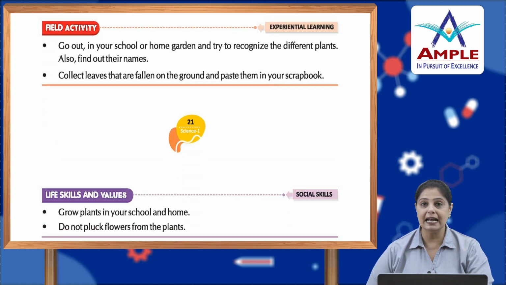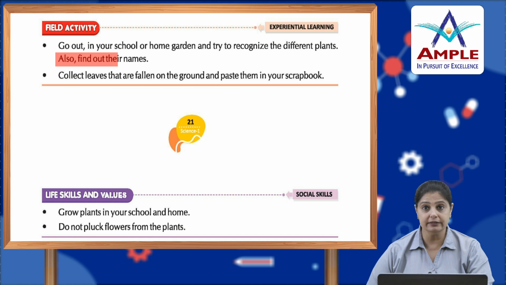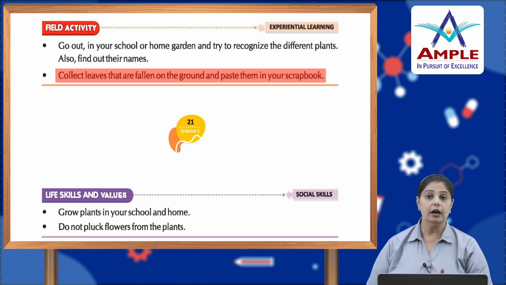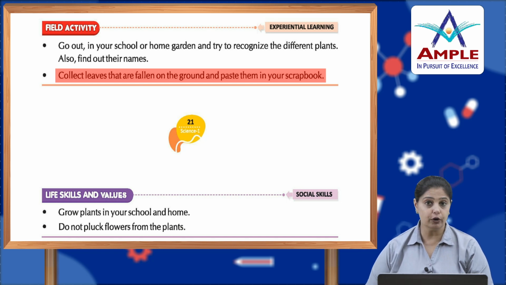Now, field activity. Go out in your school or home garden and try to recognize the different plants. Also, find out their names. Collect leaves that have fallen on the ground and paste them in your scrapbook. Now, what you have to do is, when you step out, okay, you have to try to recognize the different plants. Based on what we've learned about them, you have to try to recognize and then name them.